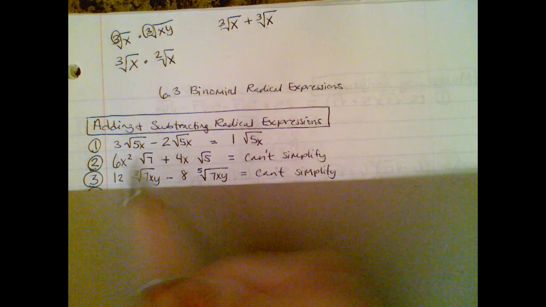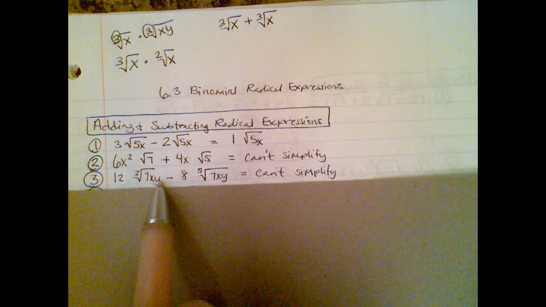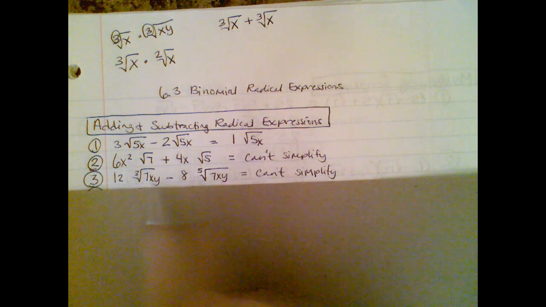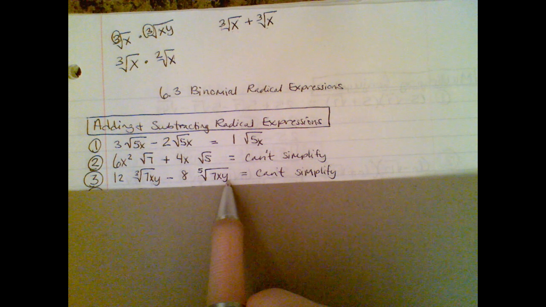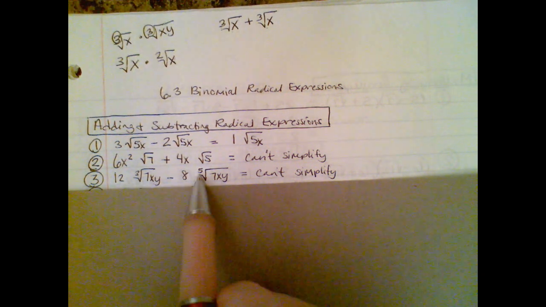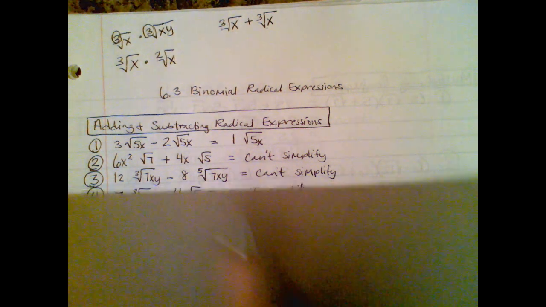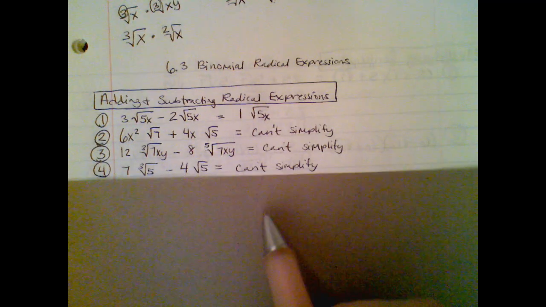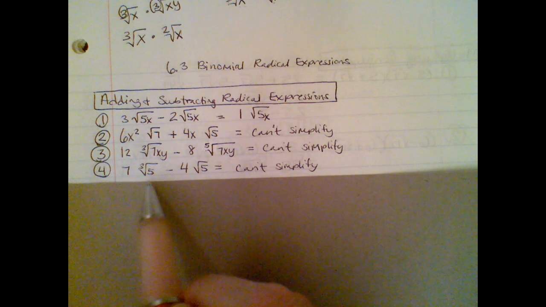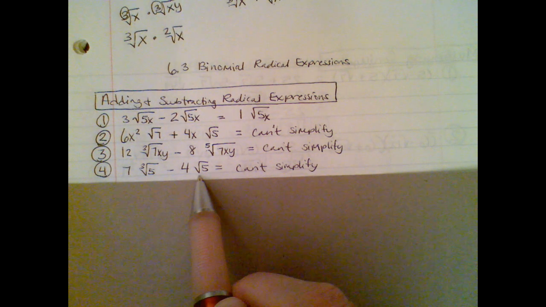This next one, we have a cube root of 7xy and the fifth root of 7xy. Notice that the 7xy is the same, so that's good, but this one's a cube root, this one's a fifth root, so we cannot go ahead and simplify those. This next one, we have the cube root of 5 and the square root of 5. Again, what's underneath is the same, but the roots are different, so we cannot go ahead and simplify those.